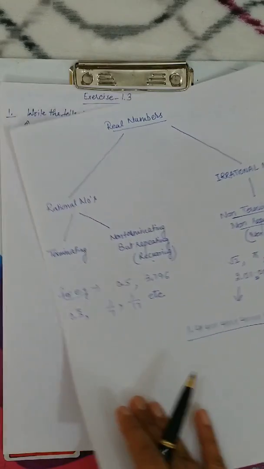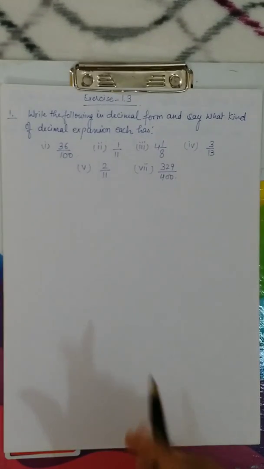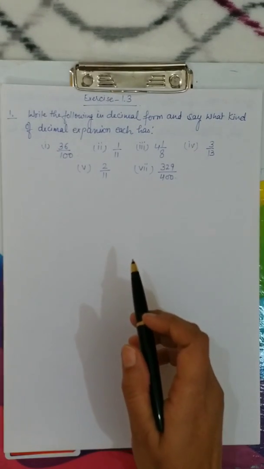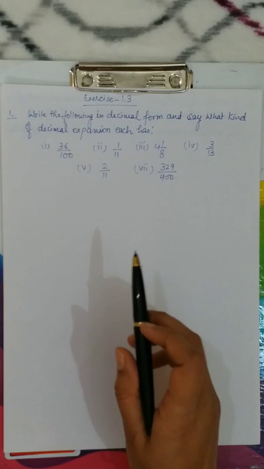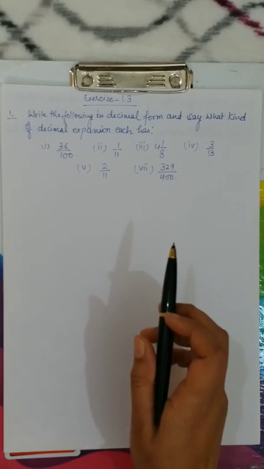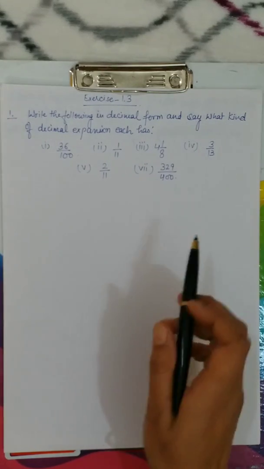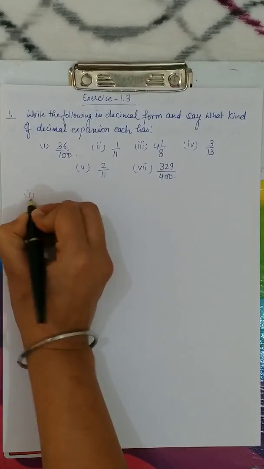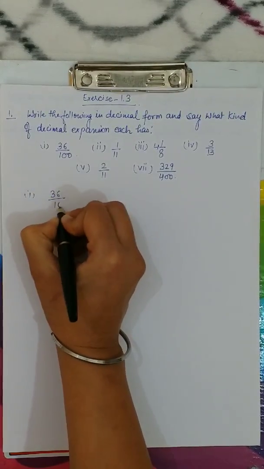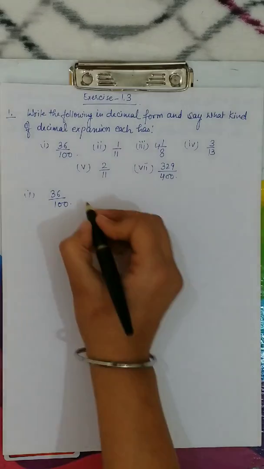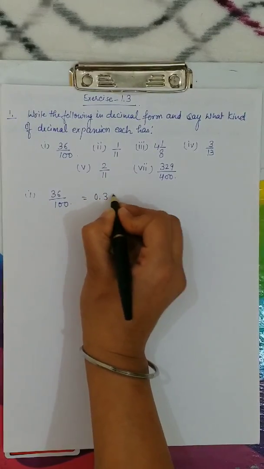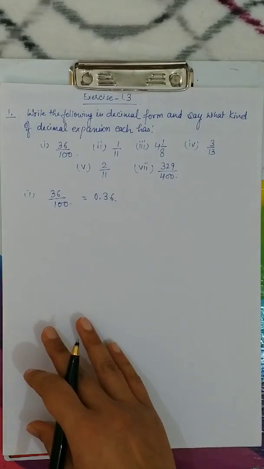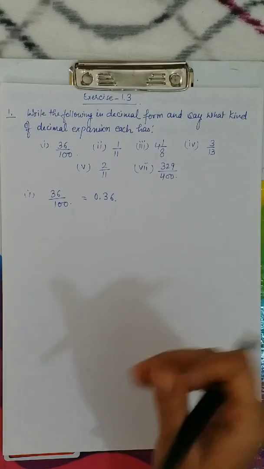Now let's start exercise 1.3. Question number 1: write the following in decimal form and say what kind of decimal expansion each has. So very first we have 36 by 100. We can write it as 0.36. So its decimal expansion is 0.36.